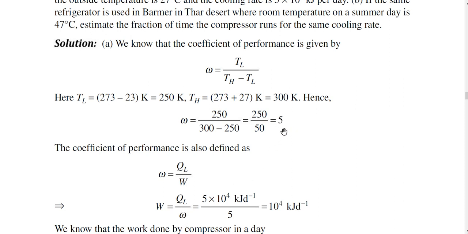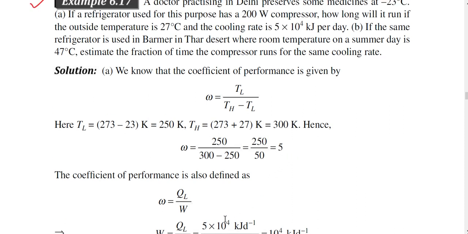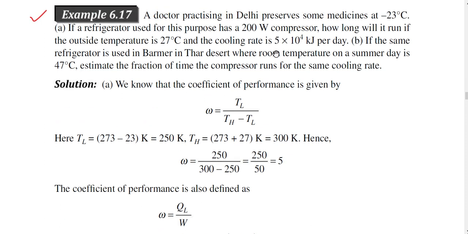Now omega we have already calculated here, this is 5, and QL, that is the heat. Now you see how the heat is given here, that is, it has been mentioned in terms of the cooling rate. Cooling rate means actually 5 into 10 to the power 4 kilojoule heat is being rejected from the refrigerator to the surrounding per day. You see this 5 into 10 to the power 4 kilojoule of heat energy per day is being rejected in the surrounding.